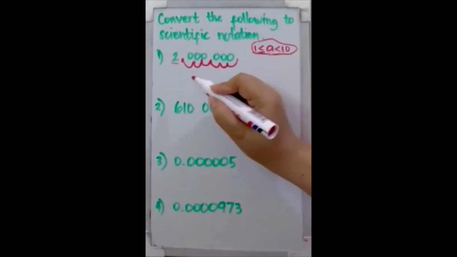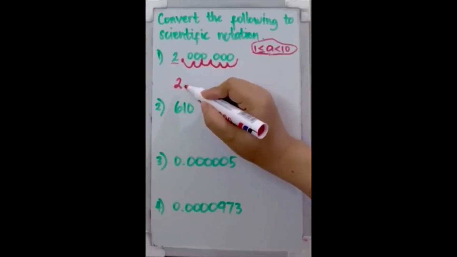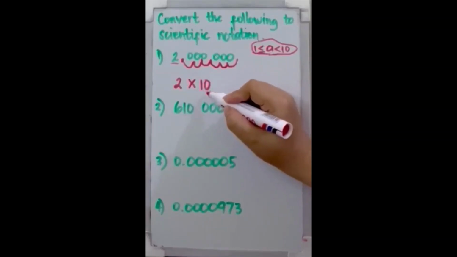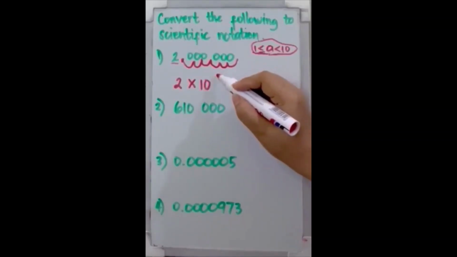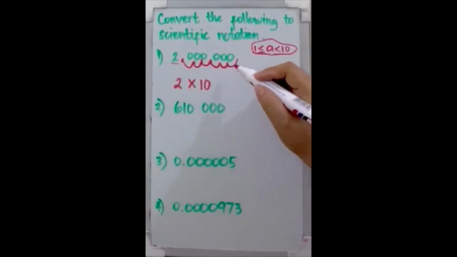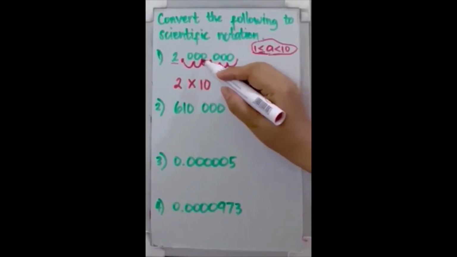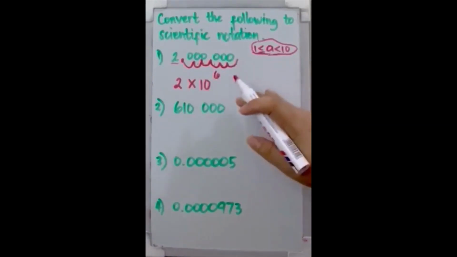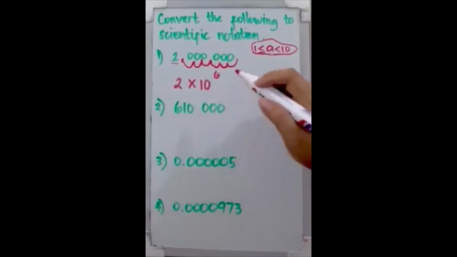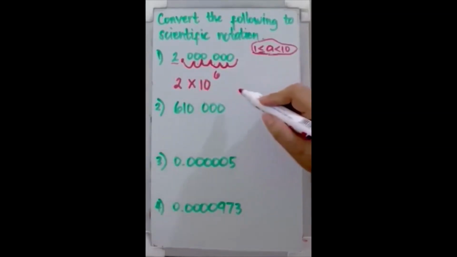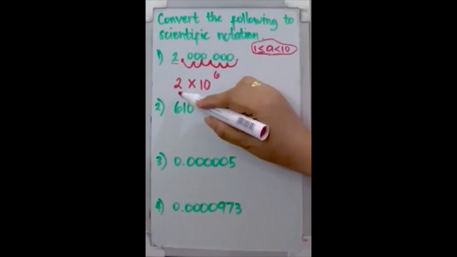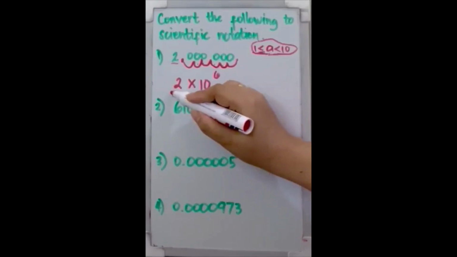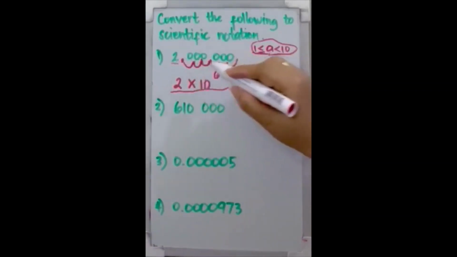So your coefficient now would be 2 or 2.0 if you like. Then times 10, the base 10 is always constant. Then your exponent will be how many places you have moved. This is 1, 2, 3, 4, 5, 6. So you will write here 6. And since you moved the point going left, it will be a positive exponent. So the coefficient now is 2, and the exponent is positive 6. So this is the scientific notation for 2 million.